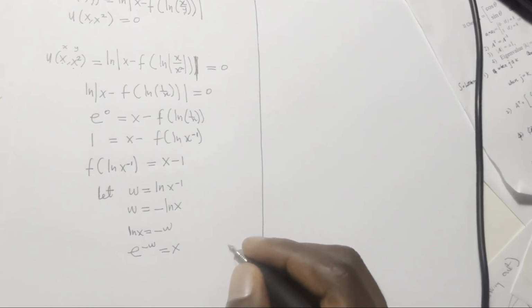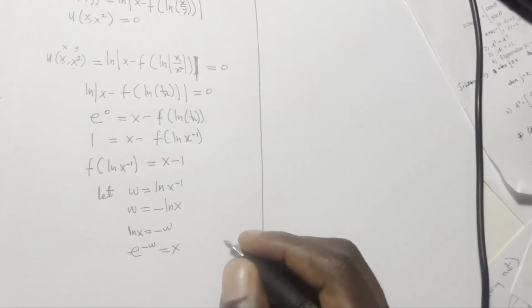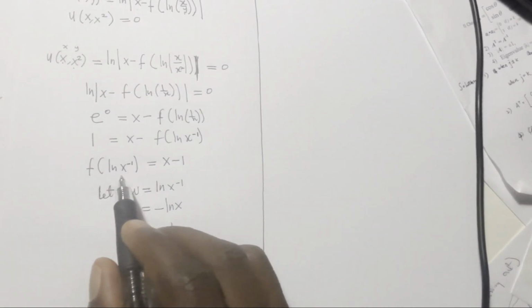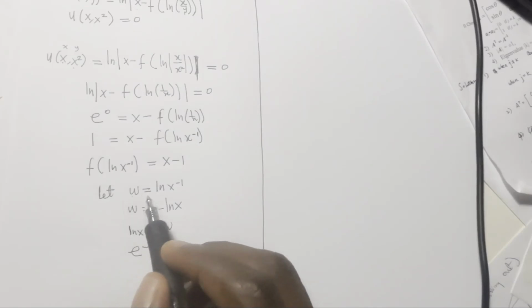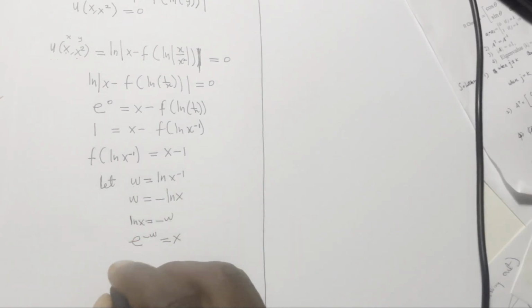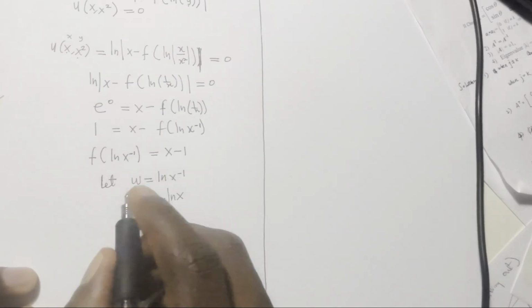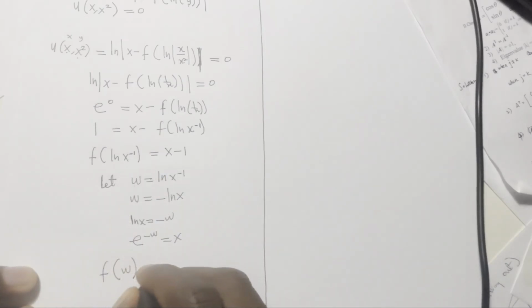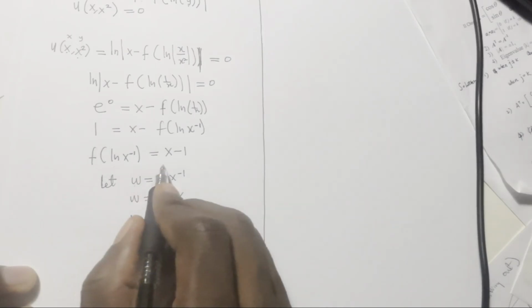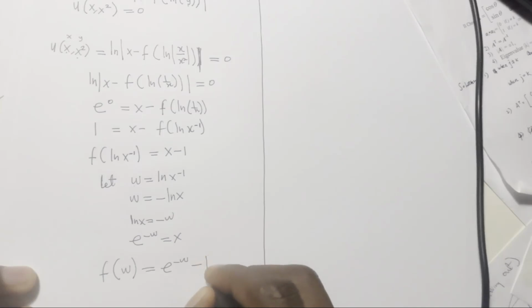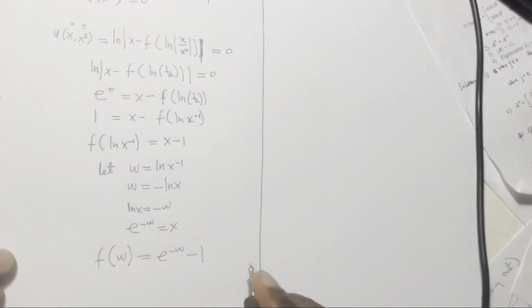So quickly we need to go back to the normal function, because we said we are letting all this be equal to w, and then we know the definition of x. So we have f of natural log of x to the power negative 1 is w, so we put w there. We have x replacement is e to the power negative w minus 1.